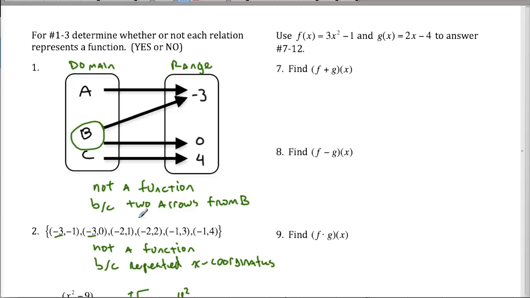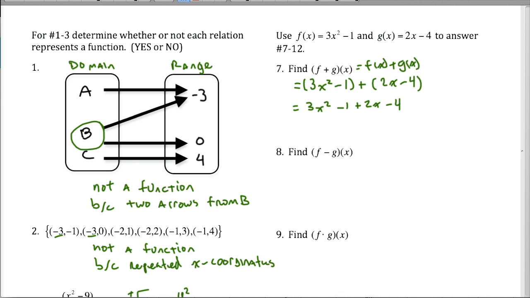So let's move on to our f plus g of x. So we have f of x, we have g of x. And remember when we did these examples in class, I said the easiest or best way to do this is to first write these out in parentheses, because f plus g of x, remember, that's f of x plus g of x. So you take f of x, put it in parentheses, then you take g of x, put it in parentheses, and then write it without the parentheses. So 3x squared minus 1 plus 2x minus 4. I don't have to change anything here.